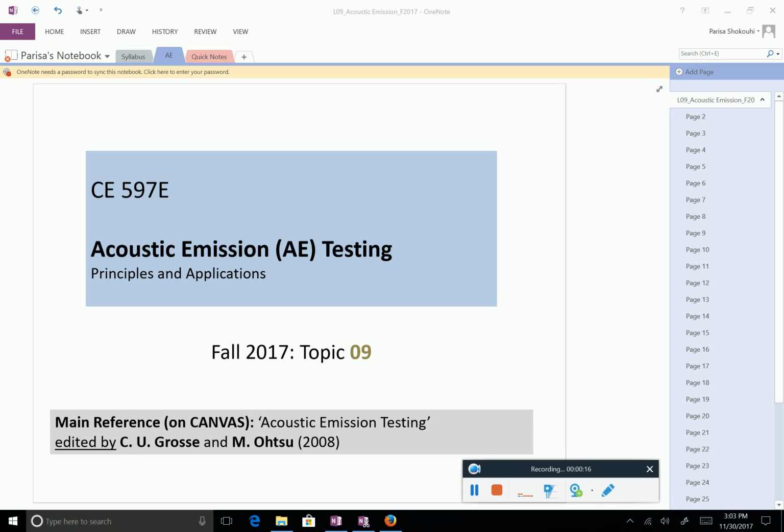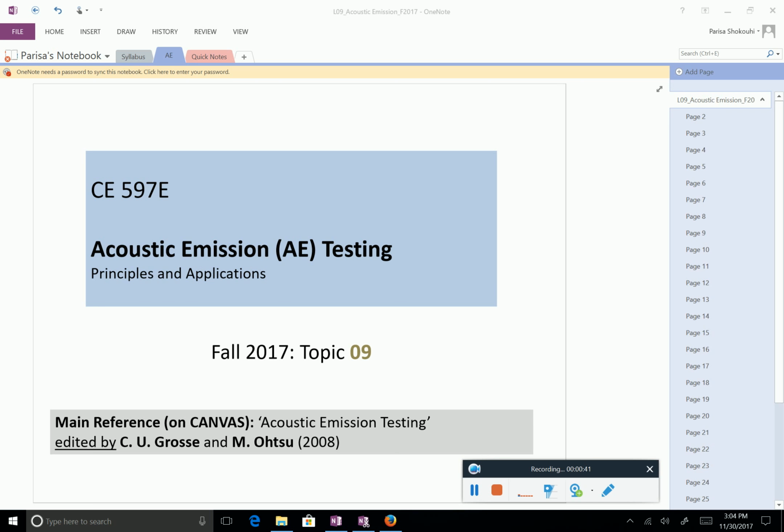The figures that I don't cite the references for are all from this book, just to make that clear. And this book, I already put it for you on Canvas if you need to look up some of the details. How many of you are not at all familiar with acoustic emission testing, except for Chaz?